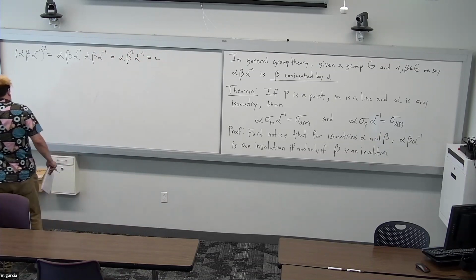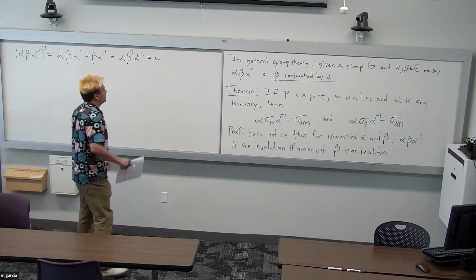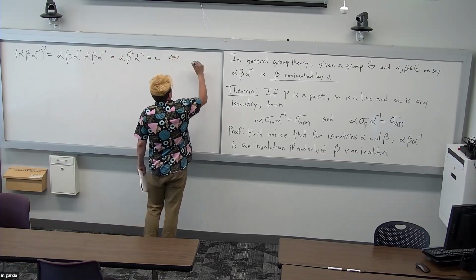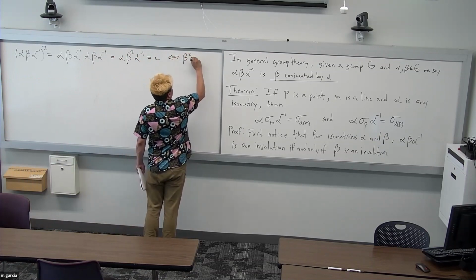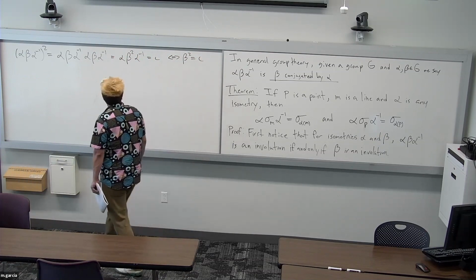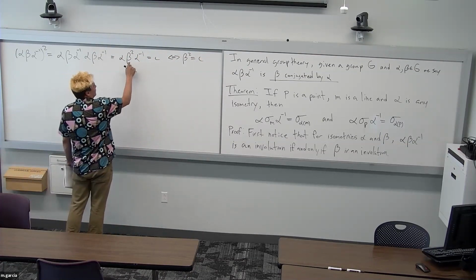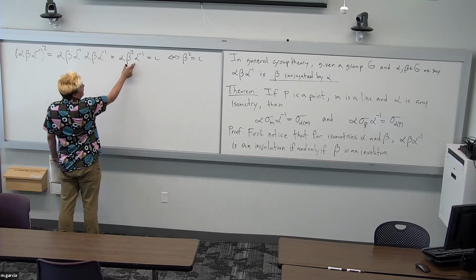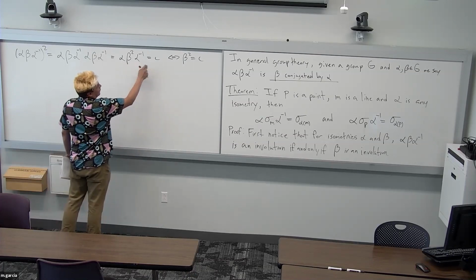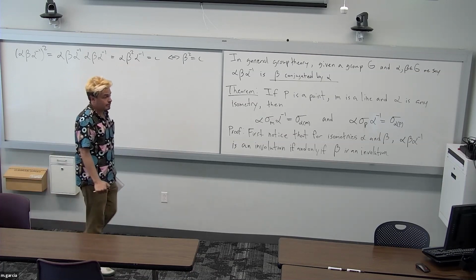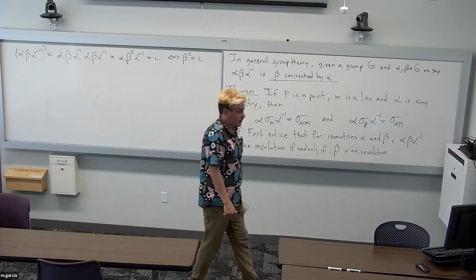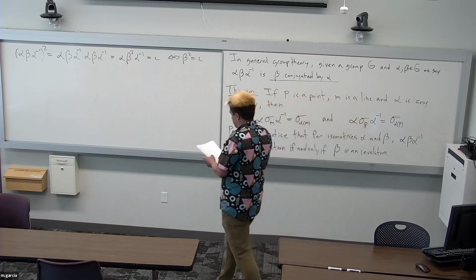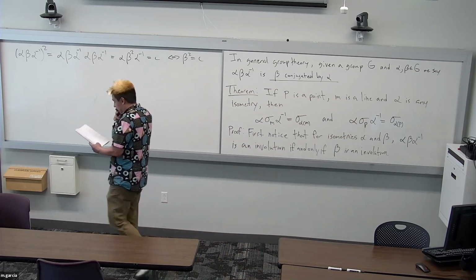And if we want this to equal iota, well, then what do we have to do? This is only the case when beta squared is equal to iota, right? In that case, this just becomes iota, and we get alpha times alpha inverse, which is iota. Okay?